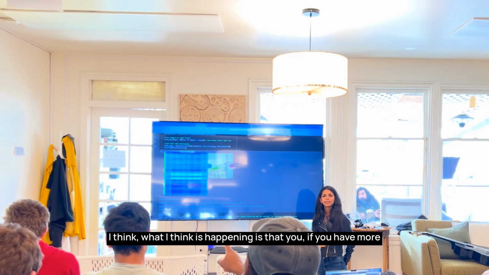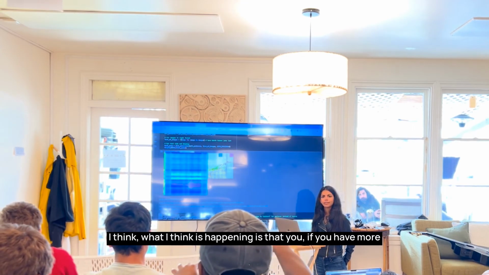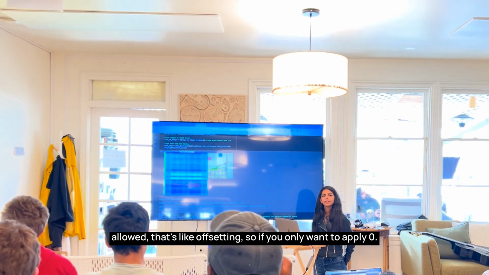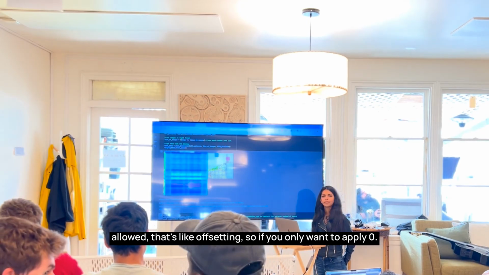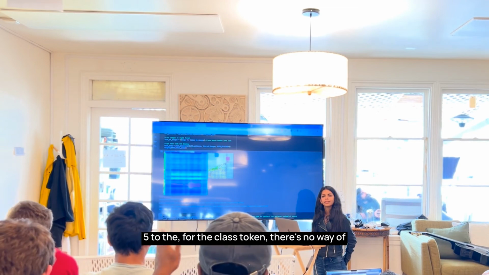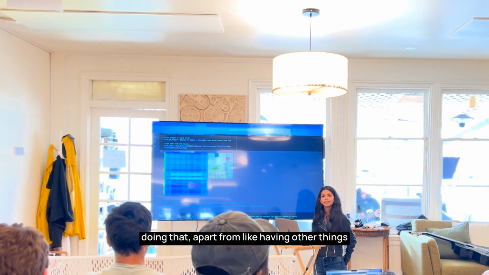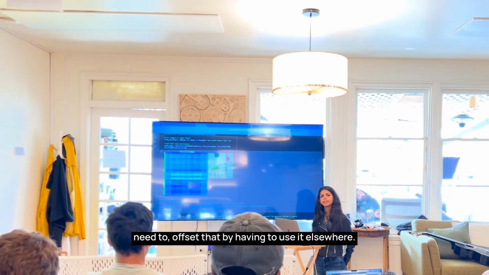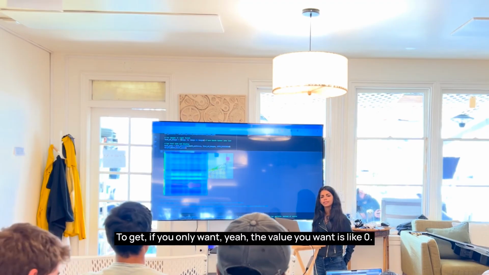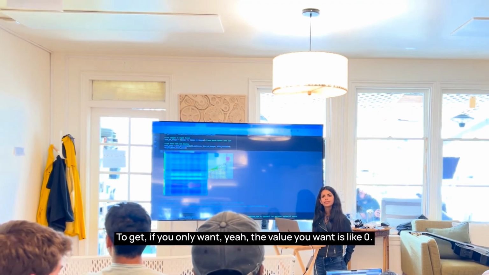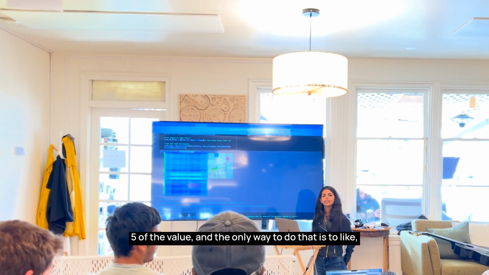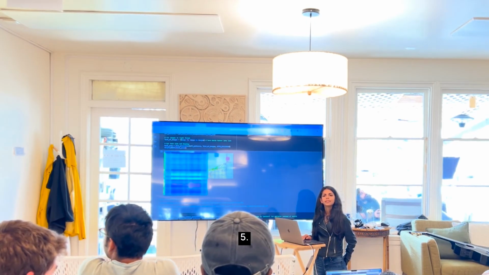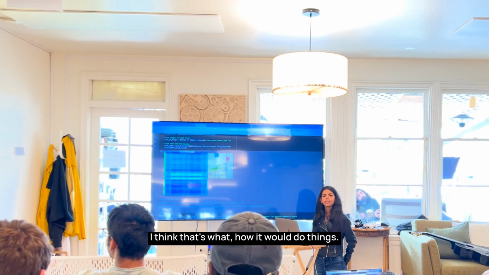I think what is happening is that if you have more things that act on the row, that means you're allowed that offsetting. So if you only want to apply 0.5 for the class token, there's no way of doing that apart from having other things, because you get an average. If the value you want is 0.5 of the value, then the only way to do that is to have some random stuff that makes it do the 0.5, because it sums to 1. I think that's how I would do things.